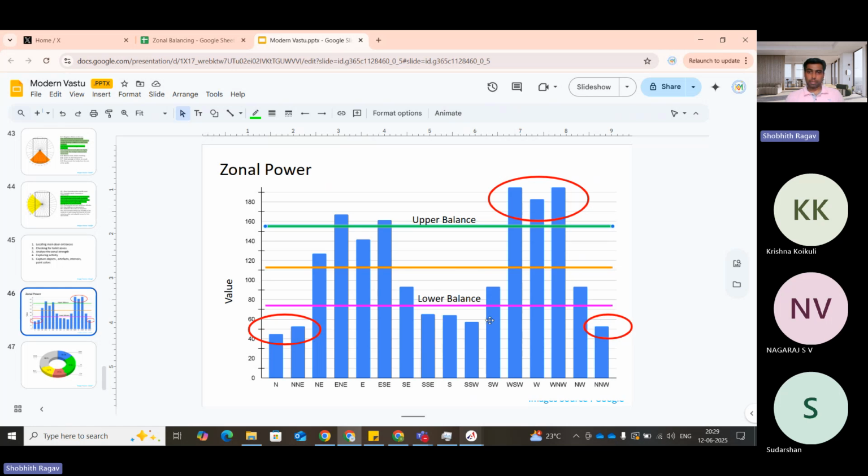This also to an extent, but we will have to analyze based on symptoms and based on whether it is a positive or a negative zone. For example, SSW is a negative zone. So even if it is less, not a problem. But still SSW, if it is too less, it can give health issues like constipation issues. It could give inhabitants that kind of an issue.